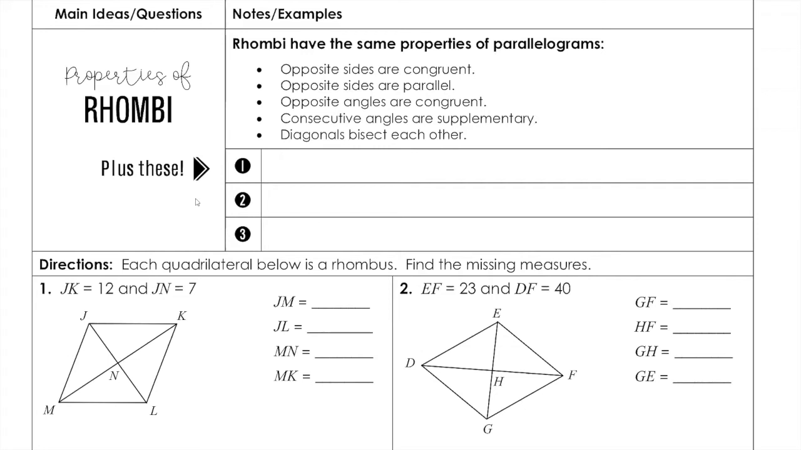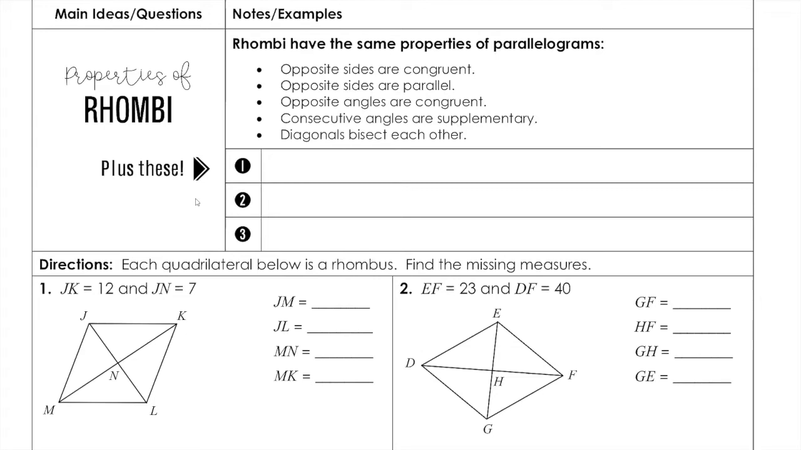So they have all of the properties of a parallelogram. Opposite sides are parallel. Remember, that's the definition of a parallelogram. Opposite sides are congruent. Opposite angles are congruent. Consecutive angles are supplementary. And diagonals bisect each other. They have the properties of a parallelogram.